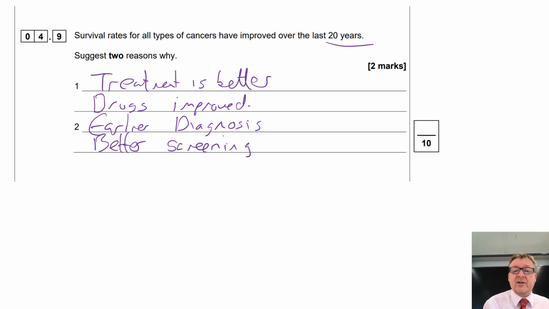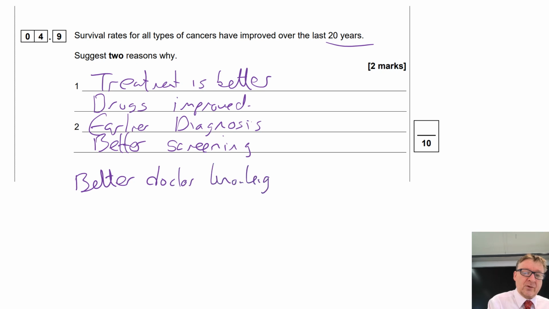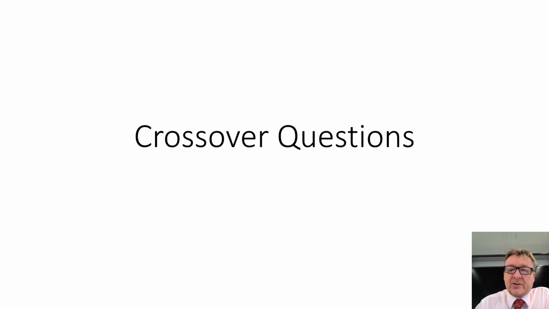Okay, so women of a certain age get letters through the post saying breast cancer screening. Okay, and they might not even suspect it, but if they're doing screening en masse like that, then they're going to catch them. And also, better doctor knowledge. Okay, better doctor knowledge, which means doctors can spot it better, right, and they've got better knowledge about how to treat it.